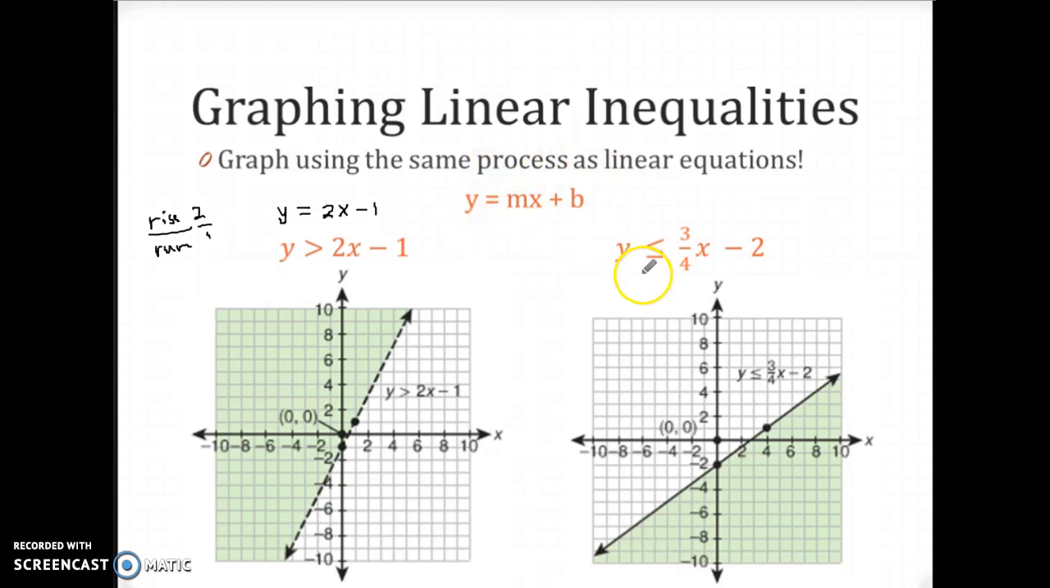So using this example over here, if this was an equation, we would have y equals 3/4 x minus 2. So our y-intercept is negative 2, meaning it's crossing our y-axis at negative 2. Down 1, 2, here's negative 2 for our y-intercept. And then it has a slope of 3 over 4. So a rise of 3, 1, 2, 3. A run of 4, 1, 2, 3, 4, gets us to this point. Note this one has a solid line and shading below the line.